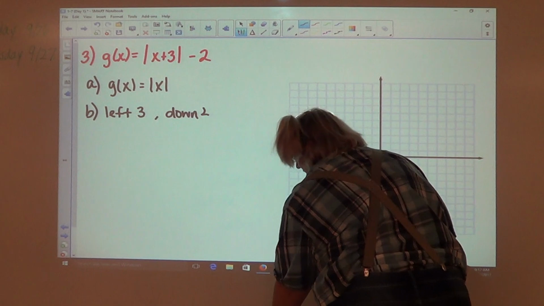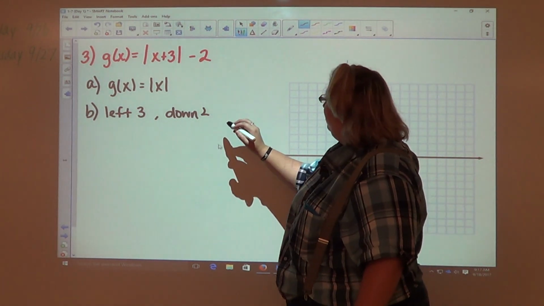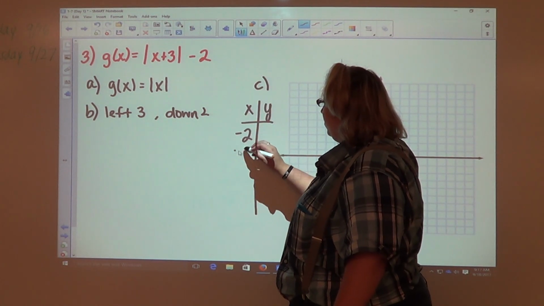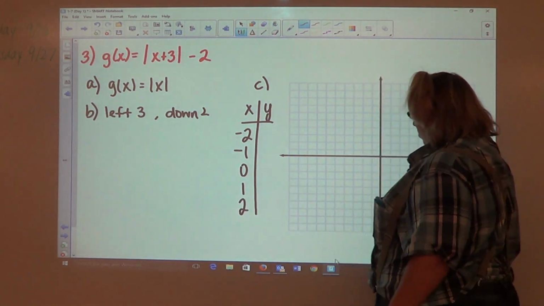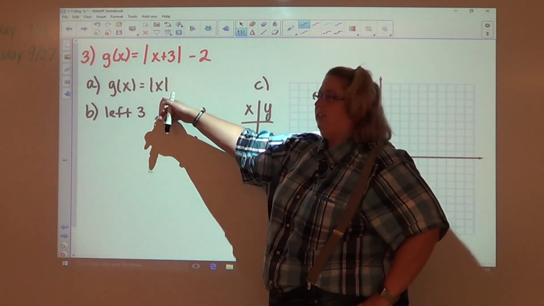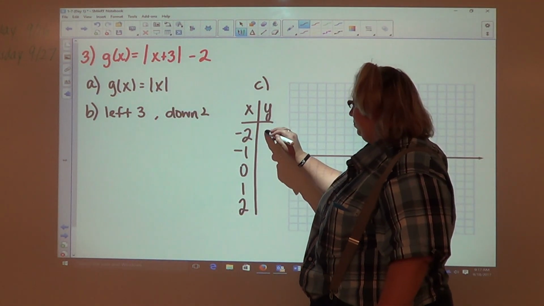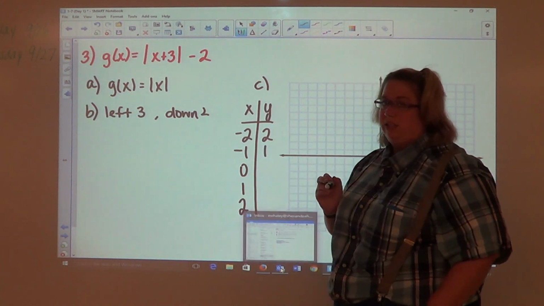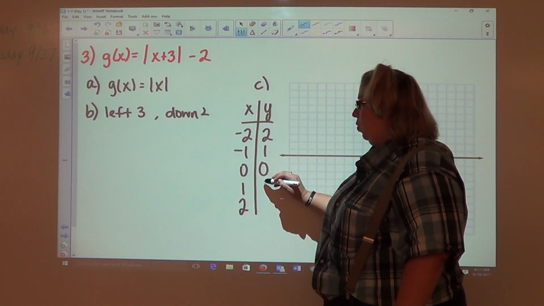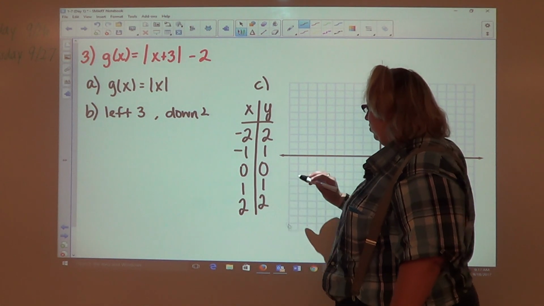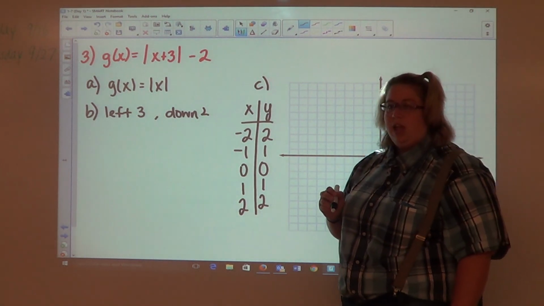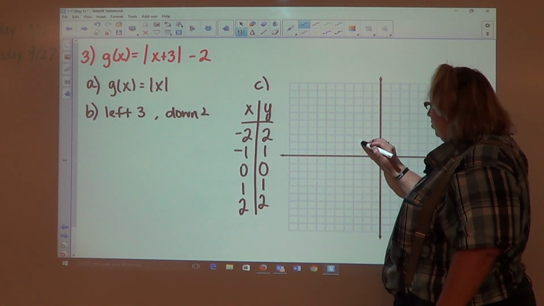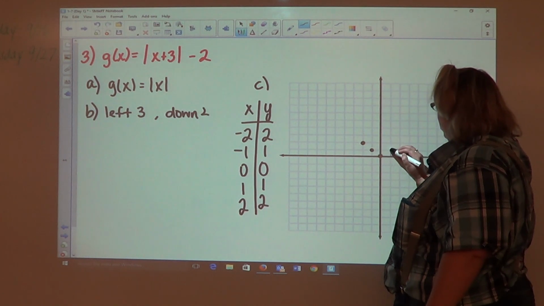What do absolute value graphs look like? These. Okay, so when I go to graph, that's part C. So if I do my T-chart, okay, so I plug in -2. What's the absolute value of -2? 2. What's the absolute value of -1? 1. Remember, absolute values come out positive. Absolute value of 0. Absolute value of 1, and absolute value of 2. Okay, and remember, it's always positive, so you're not changing the sign unless it's negative, because it means the distance. So I have negative 2, 2, negative 1, 1, 0, 0, 1, 1, and 2, 2.